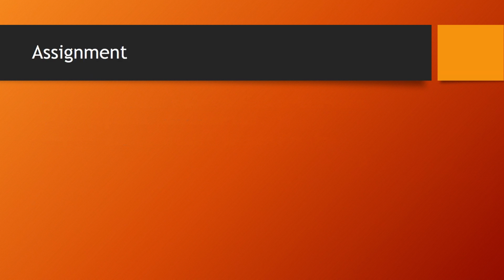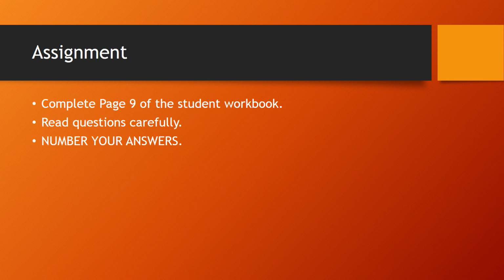Now, if you feel comfortable with the information that we've learned, you can move on to the assignment. If you don't feel comfortable, please rewatch the video or go to section 7 in your text on TCI. The assignment is to complete page 9 of the student workbook. Make sure you're reading the questions carefully and make sure that you're numbering your answers.